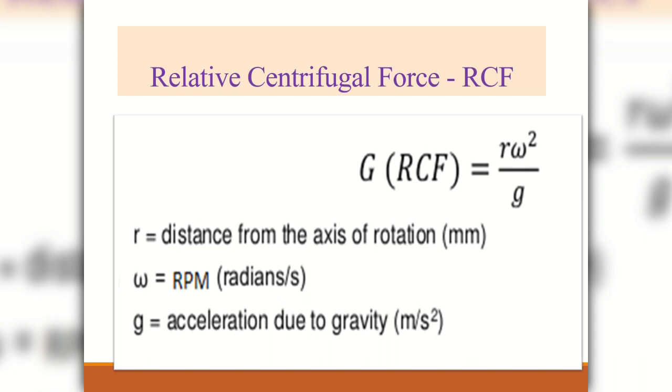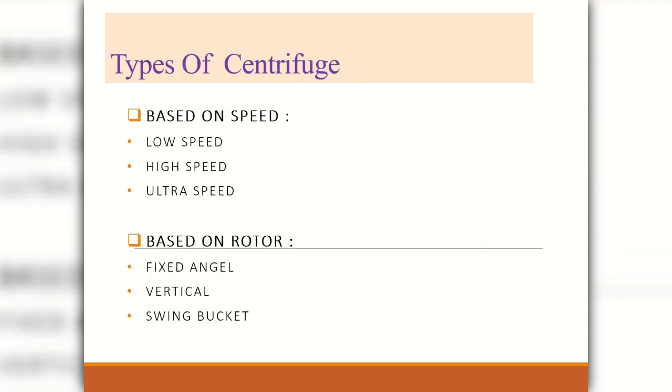Moving on to the types of centrifuge, it is divided into two major groups: one based on the speed and one based on the rotor. Based on speed, it is divided into three types: low speed centrifuge, high speed centrifuge, and the third one is ultra centrifuge. Based on rotor, it is divided into three types: fixed angle rotor, vertical, and swing bucket.